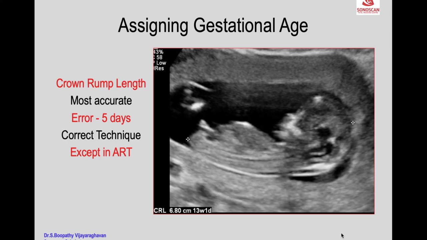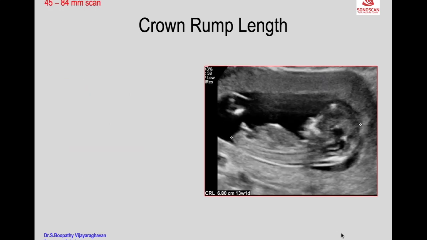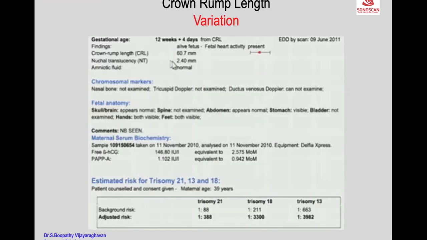The crown rump length has to be used for assigning gestational age in all except in pregnancies by ART. Once you have assigned the gestational age by crown rump length, then it is not changed in future. It is not reassigned in future. Now, what are the criteria for taking the crown rump length? That's how it affects the risk calculation in aneuploidy, we will see.